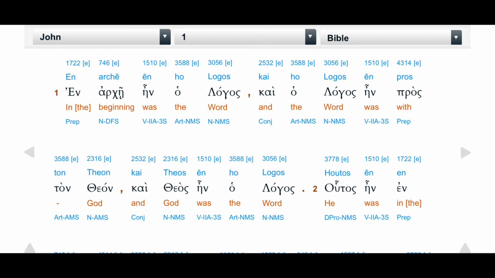Ke theos in o logos. And God was the Word. Ke, and. Theos, God. In o logos, was the Word.